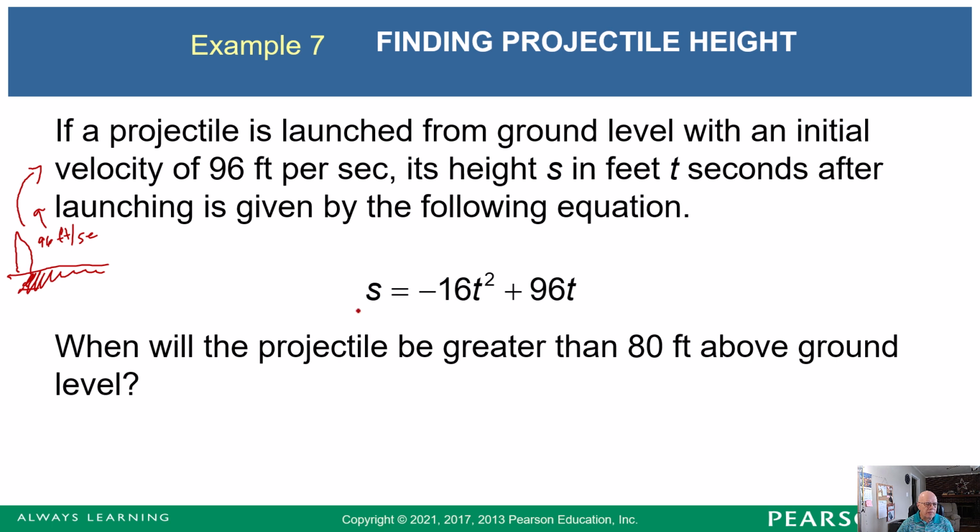Here's the equation or the formula that tells you where the projectile is at any one point. If you put in for t how many seconds have gone since you launched it, this will tell you where the projectile is. It says now, when will the projectile be greater than 80 feet above the ground? Well, this is the distance above the ground. So that means greater than that. So the S would be 80. When is it greater than? Well, that means greater than the 80.